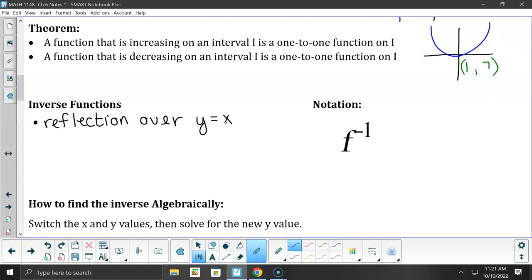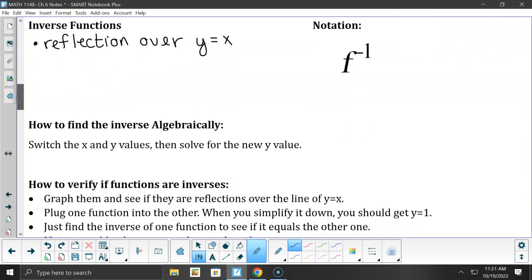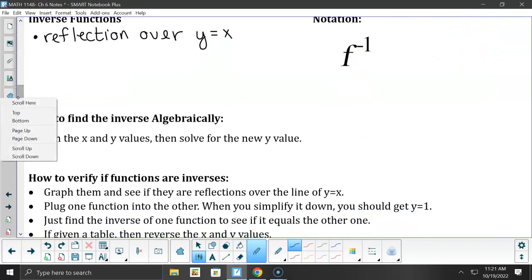Notation-wise, I did get asked earlier today, well, what if they're talking about the reciprocal of f? That would be really vicious for me to write that the same way I make you write inverses. I won't do that. I'll just tell you, find the reciprocal of this function. Okay? So, I got some steps on how to solve algebraically.